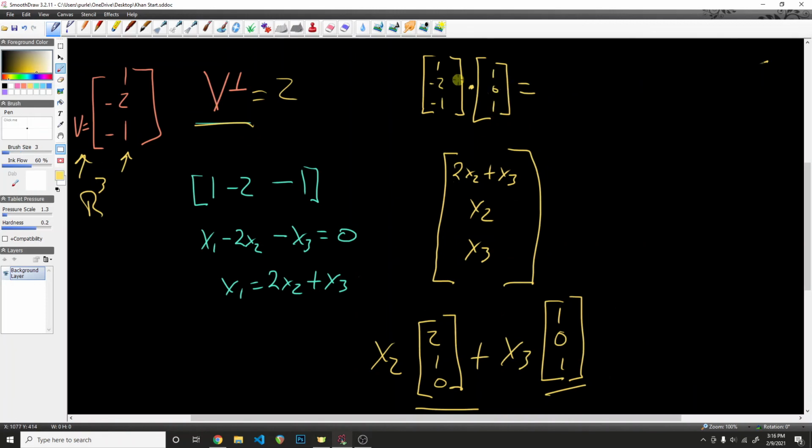And we could do the same thing with our other vector here, which is 1, 0, 1. We see that we have 1 times 1, that's going to be 1. -2 times 0, that's going to be 0, so plus 0. -1 times 1 is going to be -1, so plus -1. 1 plus -1, 0. So there we have it. That's our answer.